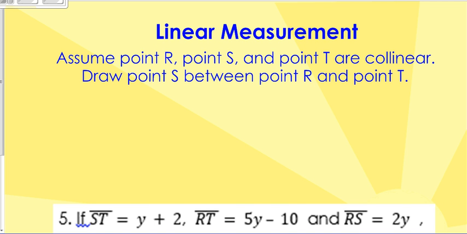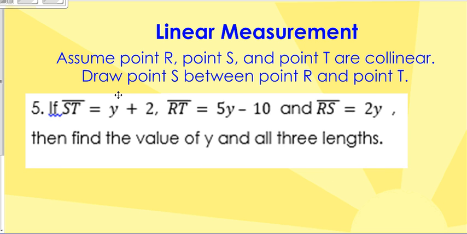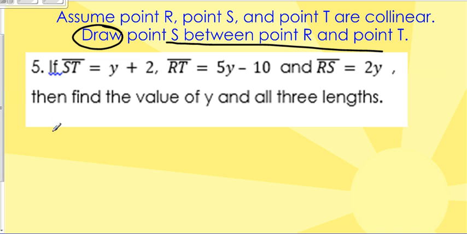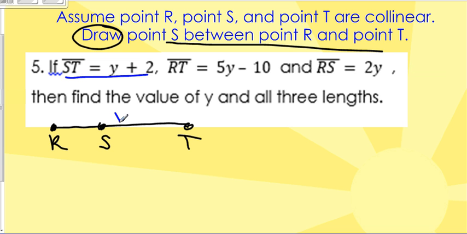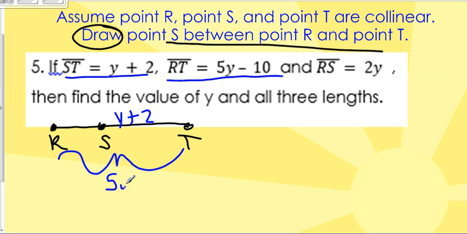All right, let's try it again. Here for number 5, they've still got that same statement as before, where we're putting S in between R and T. So please make sure you're following the directions on that. So we've got R, T, and S in the middle. So I know that from S to T, I've got Y plus 2. From R to T, so the whole thing, I've got 5Y minus 10. And from R to S, I have 2Y.